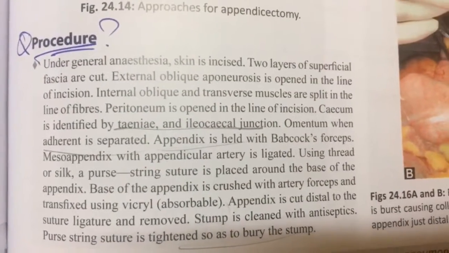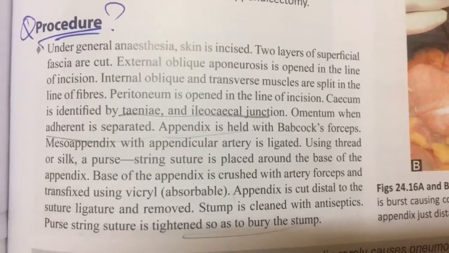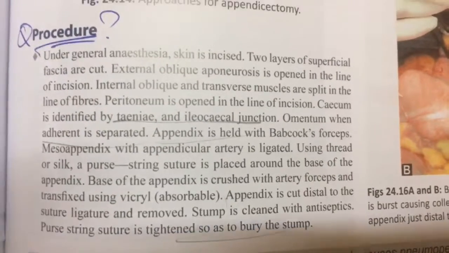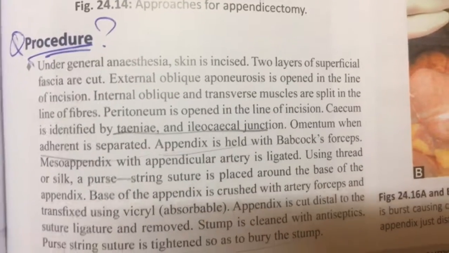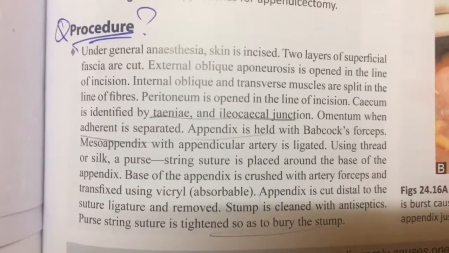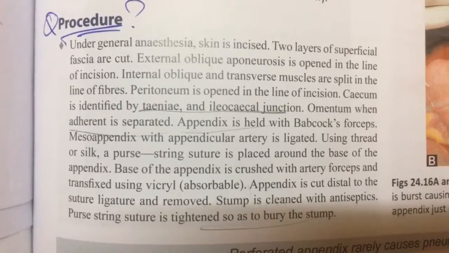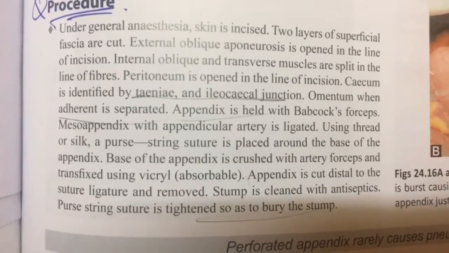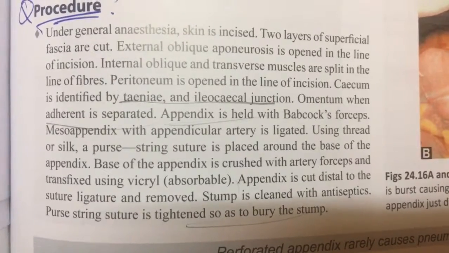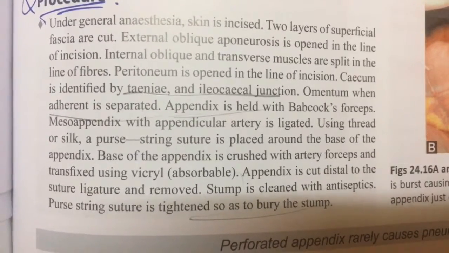Skin is incised, 2 layers of superficial fascia are cut, external oblique aponeurosis is opened in the line of incision, internal oblique and transversus muscles are split in the line of fibers. Peritoneum is opened in the line of incision. Cecum is identified by taenia and ileocecal junction. Omentum, when adhered, is separated.